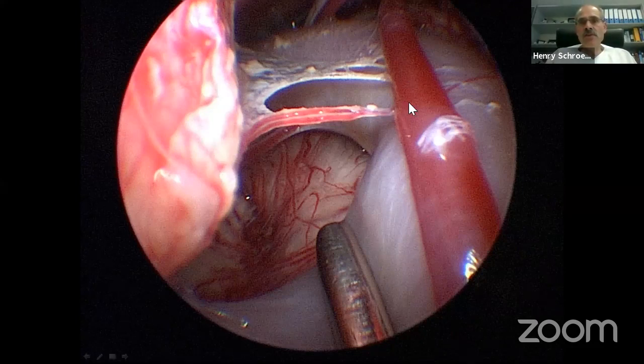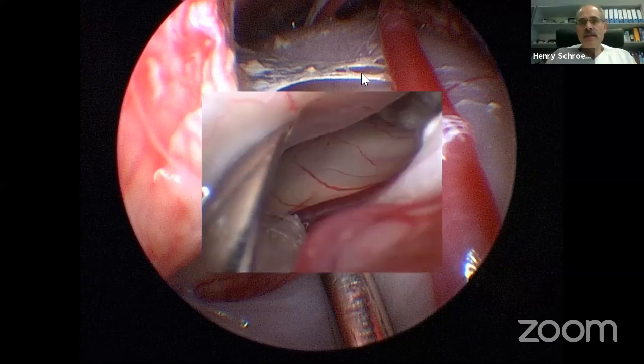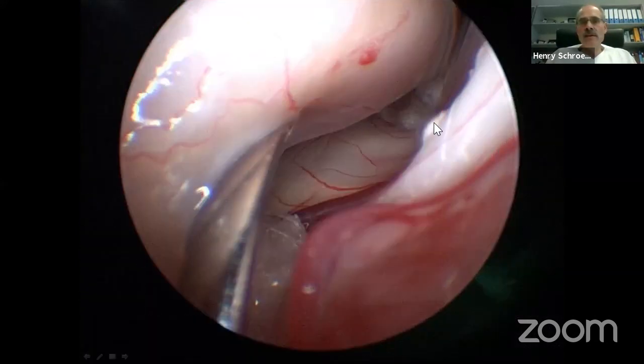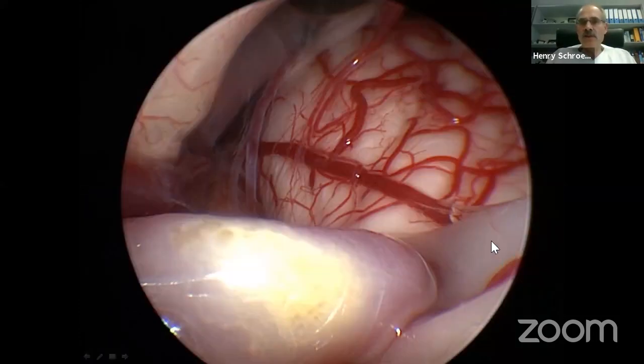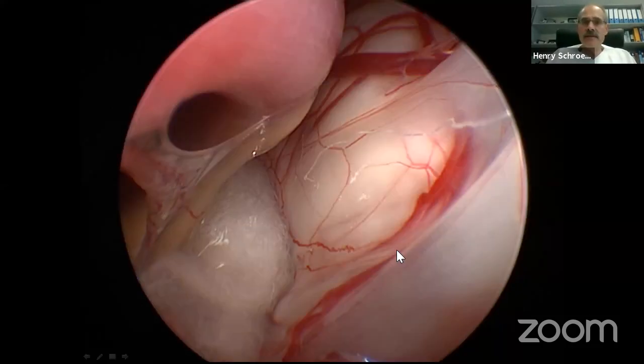You see the vertebral artery making this loop. Severe grooving of the facial nerve. And if you elevate it, you see severe structural damage.